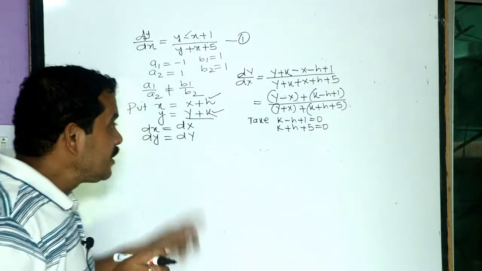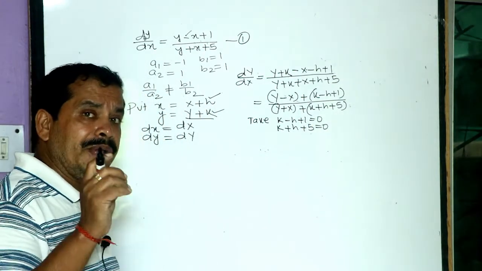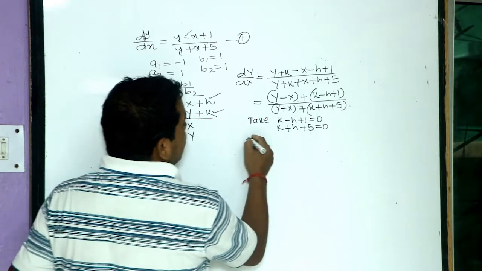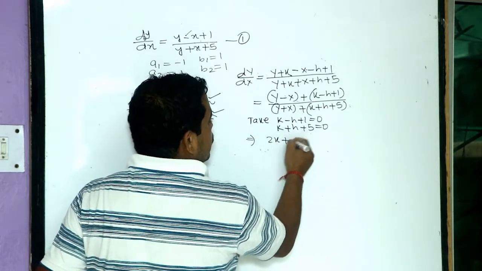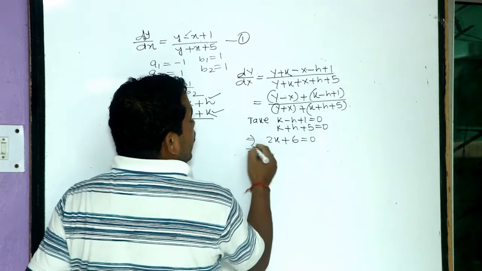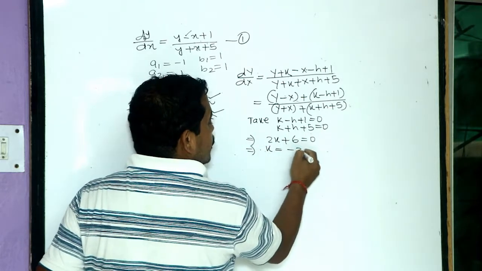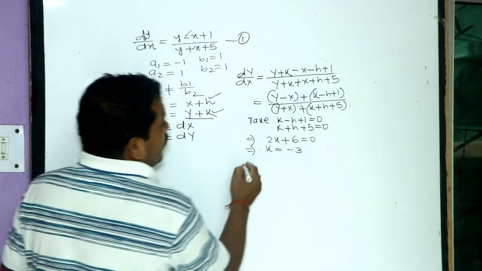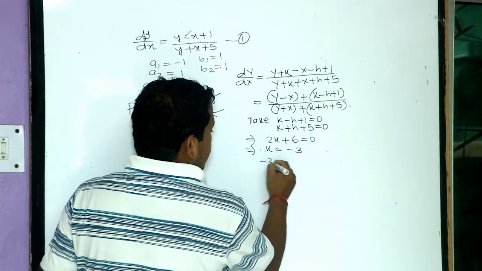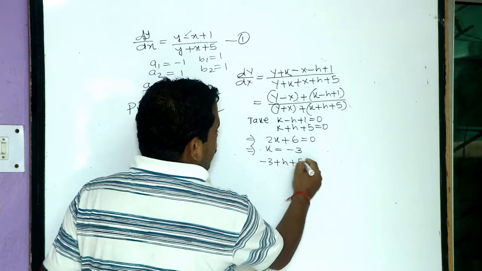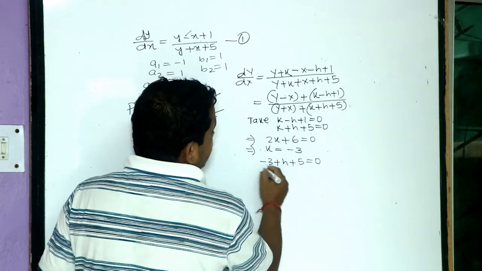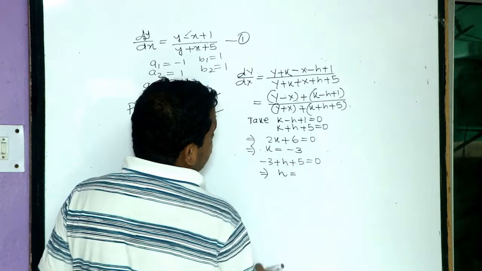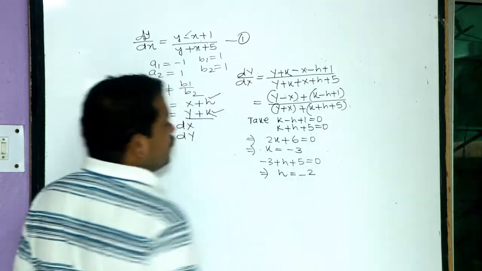Solving these equations, we have to find the value of h and k. Adding these two, we have 2k plus 6 equals 0, which means k equals minus 3. Then minus 3 plus h plus 5 equals 0. This implies h is equal to minus 2.